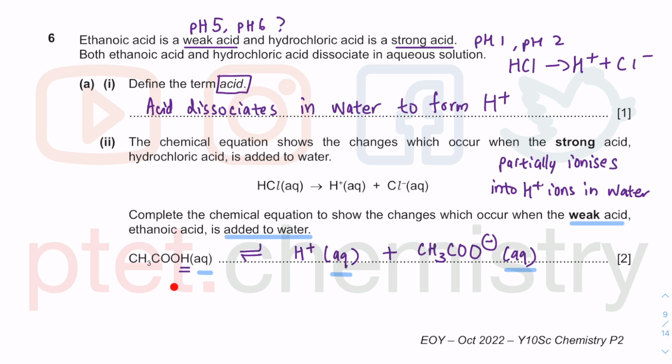This is ethanoic acid. Ethanoic acid is a component of vinegar, and we will learn more about it in the year 11 organic chemistry topic on carboxylic acid, although this was already in the syllabus under acids, bases, and salts.